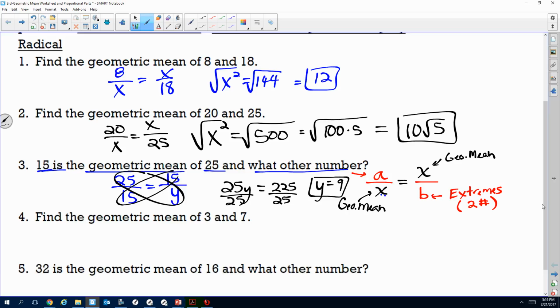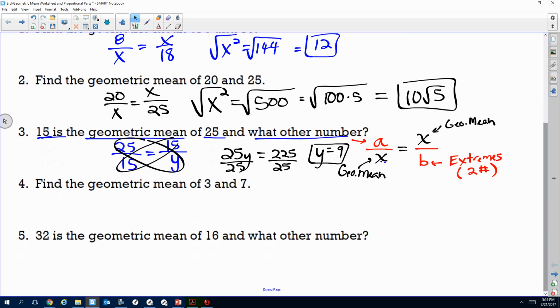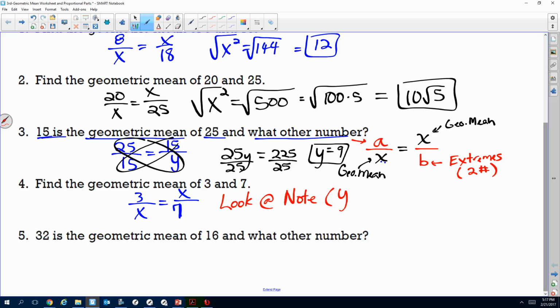Okay? So on number 4, find the geometric mean of 3 and a number. So now they gave me the 2 numbers. So I'm going to do 3 over x, because that's the geometric mean, equals x over 7. Okay, and this one is like your note. So I'm not going to work all this. I'm going to just say, look at notes. Okay, or you can say yellow/green paper.